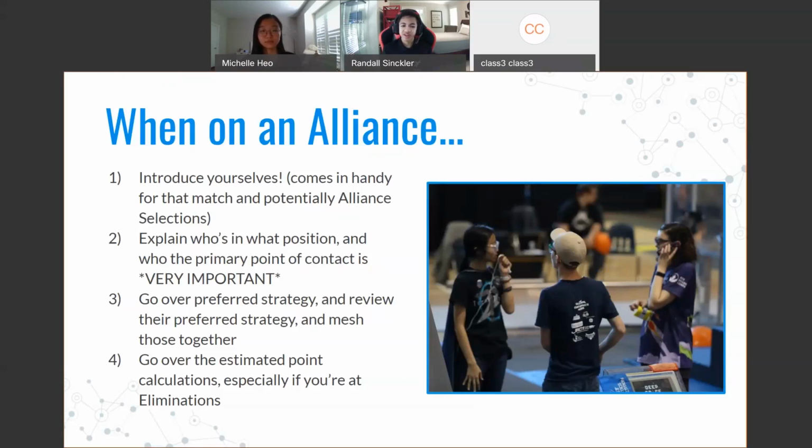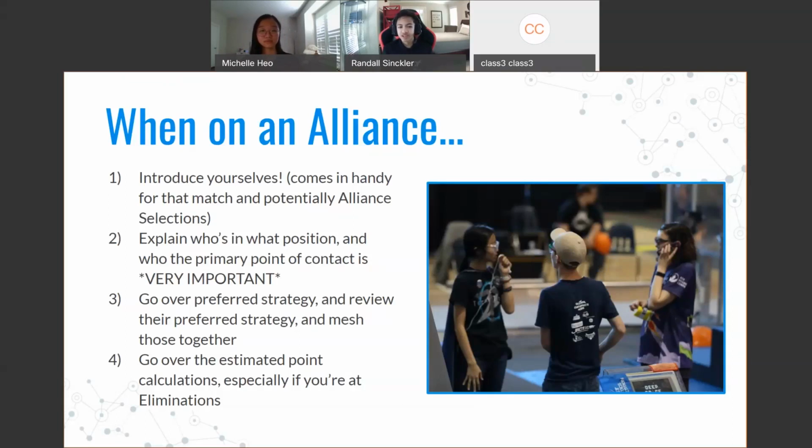Explain who's in what position, as well as who is the primary point of contact. Establishing your communicator is important, and keeping this person consistent helps people remember who to talk to in future matches. If a coach were to communicate to our human player, their words wouldn't necessarily reach us. The human player may not even be near us to explain what the coach was saying, so it is important that people know who they should talk to in order to get their point across.